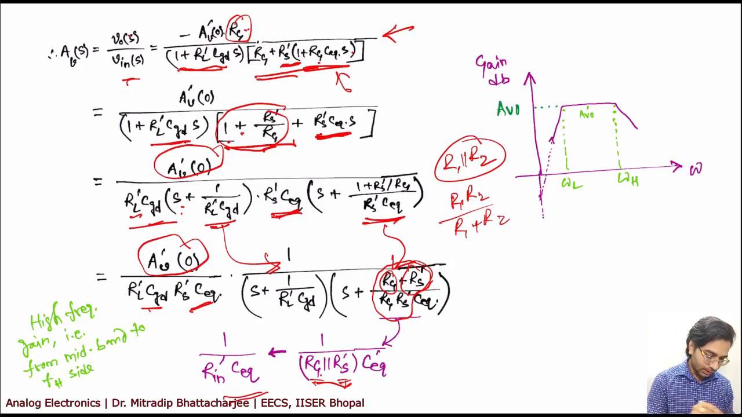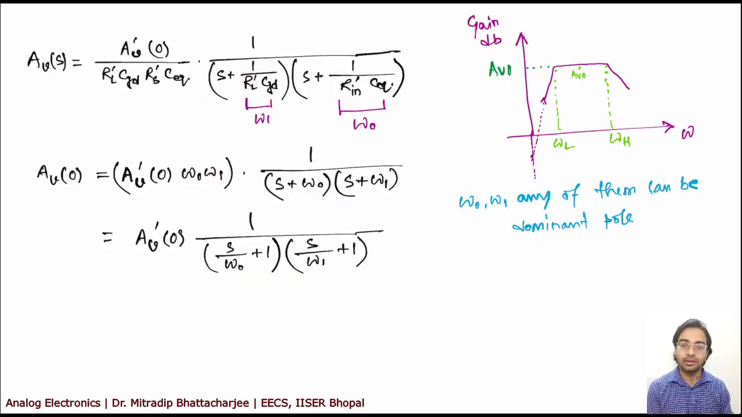Now this particular expression is your high frequency gain, that is, you are considering from mid band to higher side. And this Av0', as I have told, is nothing but this part, the gain in the mid-band frequency range. So this is the expression of AVS.